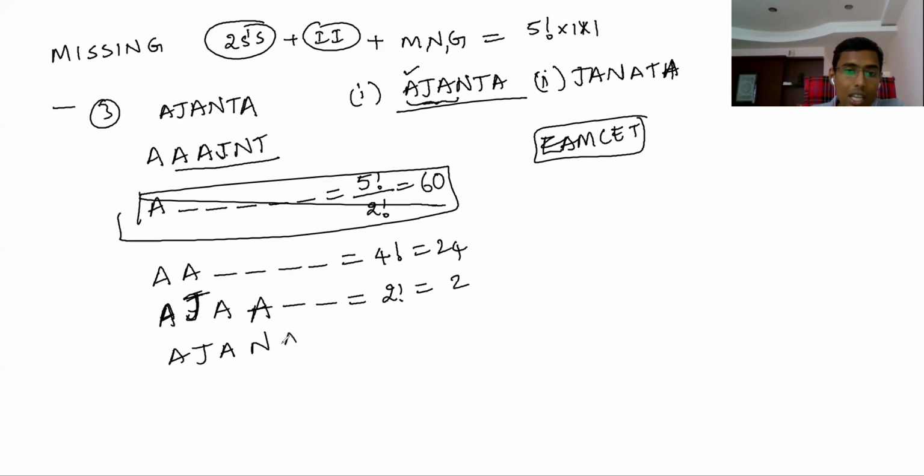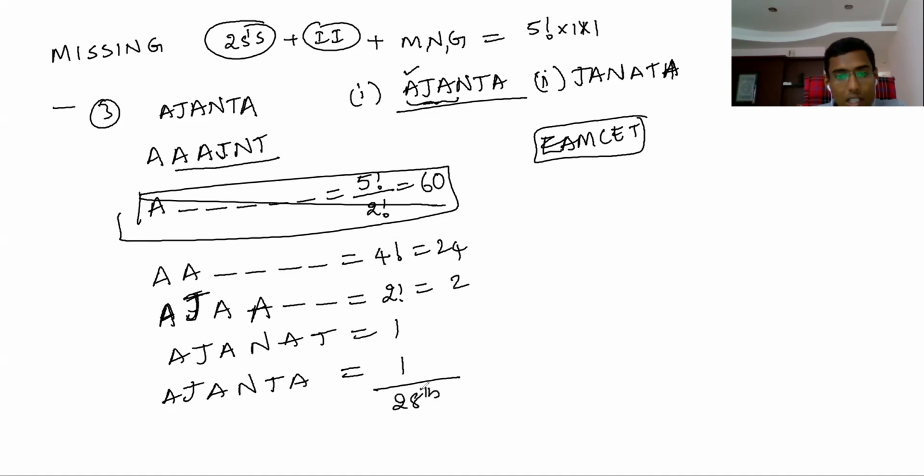AT is one, TA is one, Ajanta is another. So simply this is the 26 plus 28th word. Rank is 28th. Therefore the 28th word is Ajanta. Similarly you can find out Janata. Hope you got this one.